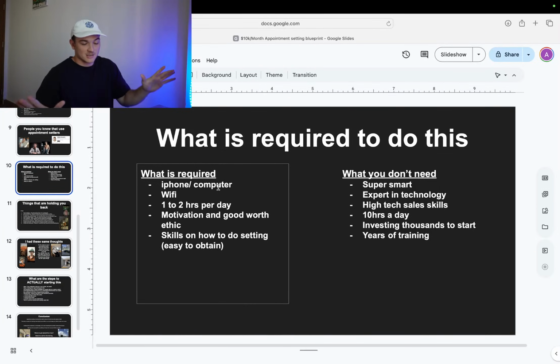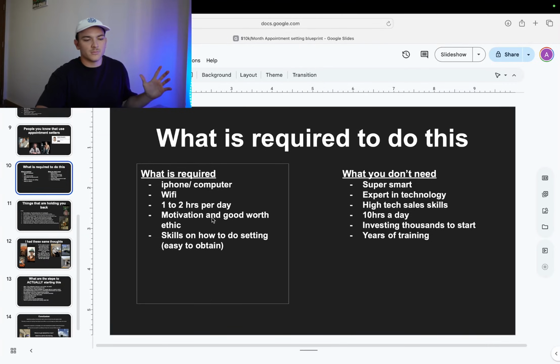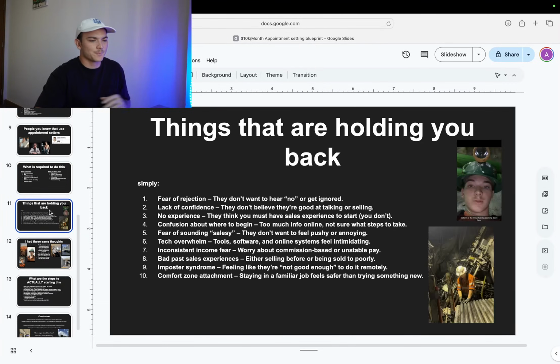Okay, so that's it. Skills on how to do appointment setting. So you actually need the skills for setting. The communication skills, understanding how to talk to these people. But once you have those skills, no one can take them away from you. That's the best thing about this. And these are quite easy to obtain, okay? It takes maybe a month to learn if you're putting in 1 to 2 hours a day. That's it. So all of this here is bullshit. This here is what is actually required.